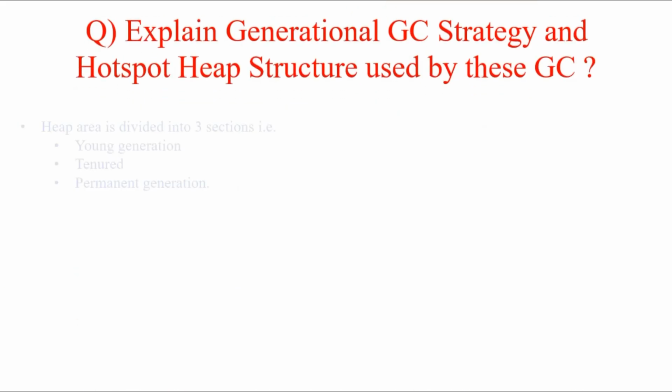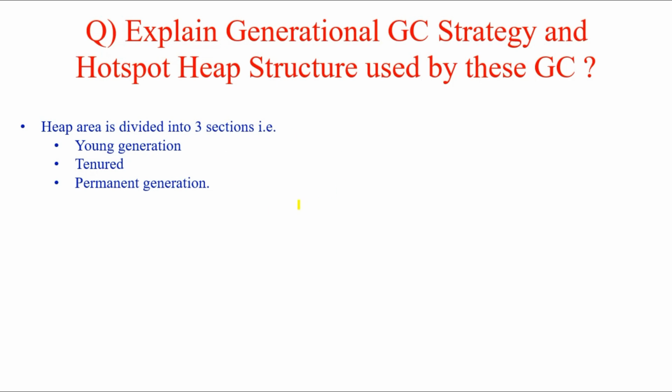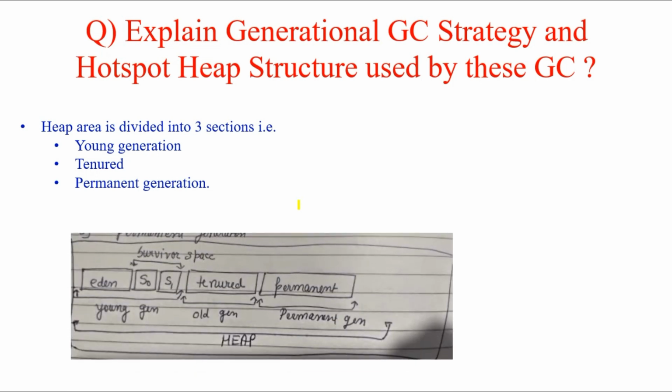Let me quickly move to the generational garbage collection strategies, and like I explained the heap structure used by the garbage collector. So the garbage collector actually uses 3 sections of the heap. So this is my heap. If you can see, this whole area is nothing but heap. Now this whole area is divided into 3 chunks. If you can see, young generation, old generation and permanent generation.